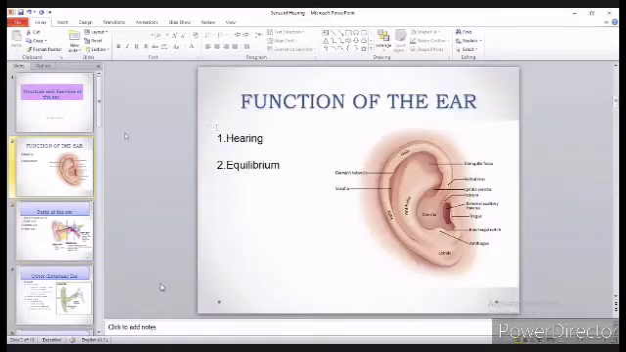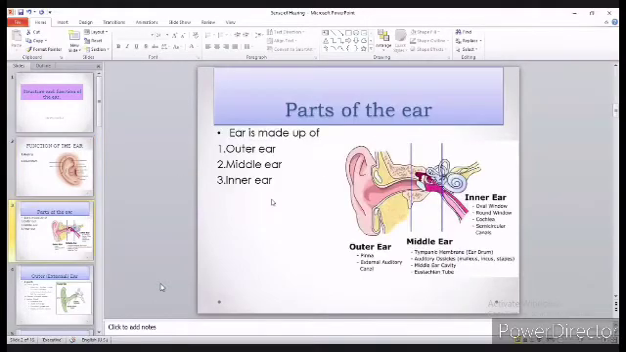Okay, so the function of the ear is that it's responsible for hearing and equilibrium. When we say equilibrium, we're talking about maintaining balance. And this is our structure, which we'll go through. It's made up of the outer ear, the middle ear, and the inner ear, okay? On the outer ear, we mentioned that we have the pinna or the auricle. We also have the ear canal.